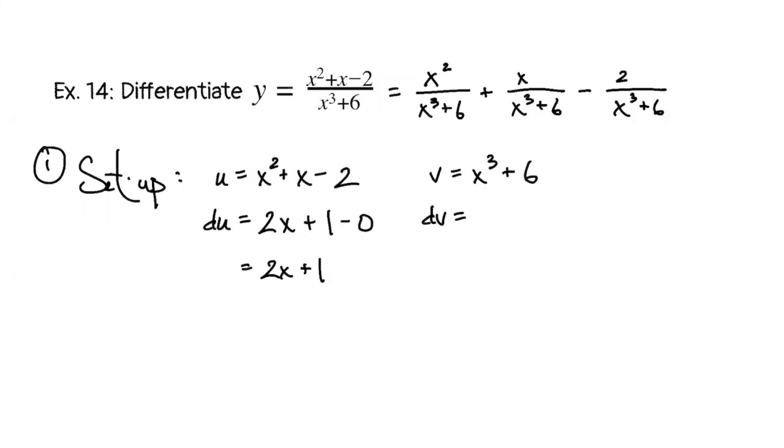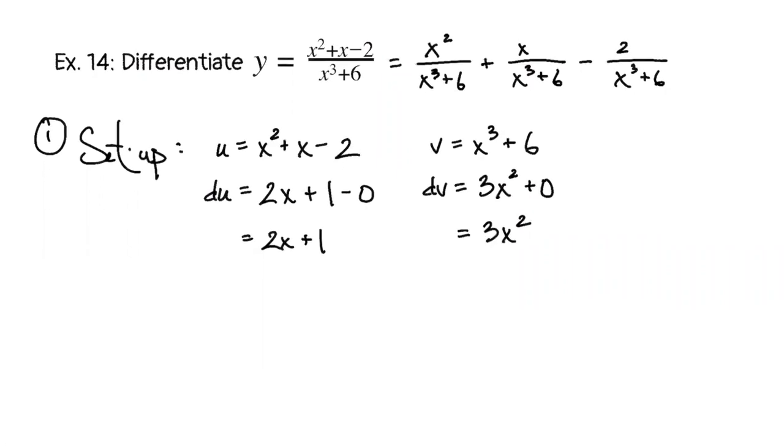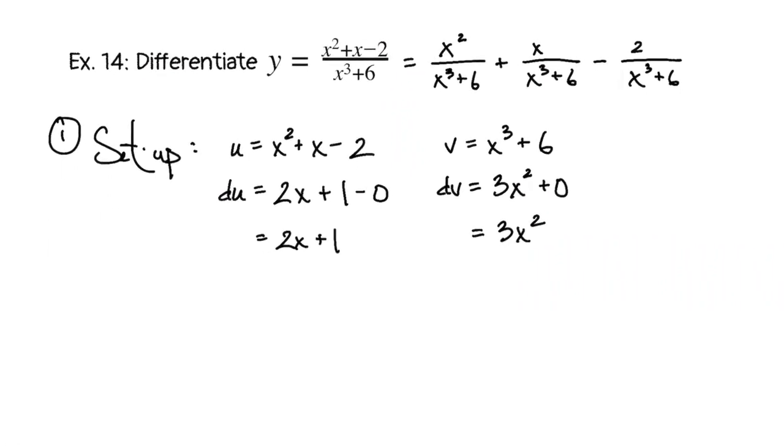But dv here is going to give us 3x squared. I'm going to do that plus 0 again, so we know that the 6 goes to a 0, but I can really just write that as 3x squared, okay? So how do we feel about just setting up the u, the v, the du, the dv? Okay, that step should be pretty quick for us. If this is a step that we're not feeling super great about, I would go and find a lot of practice problems in terms of power rule stuff, okay?